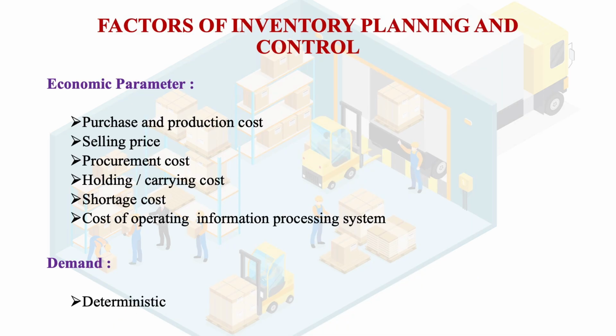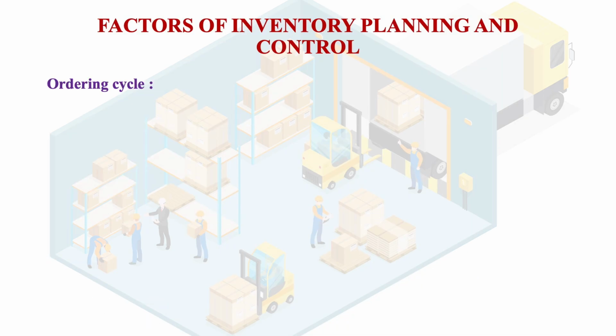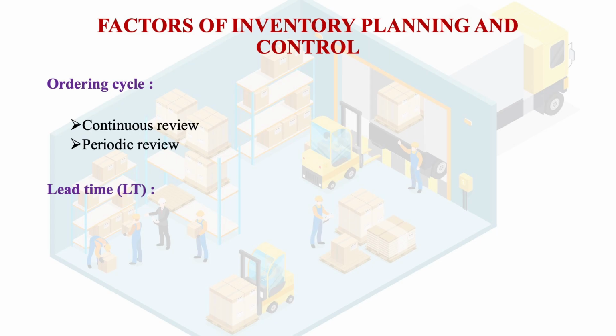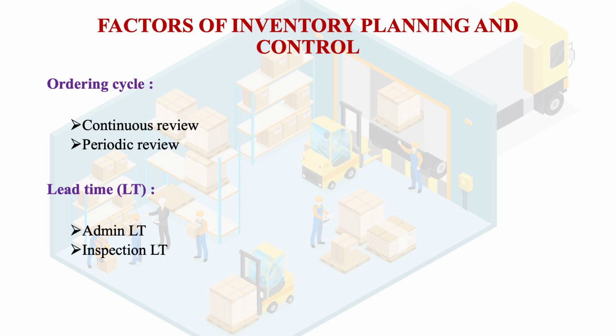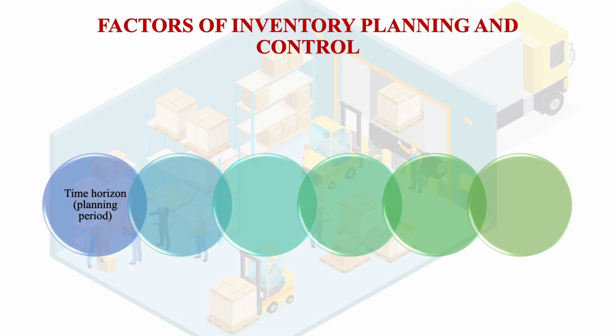Demand has two types, deterministic and probabilistic. Then ordering cycle, continuous review, periodic review, and lead time. Lead time is defined as the time between requisition and getting the material. It is divided into administrative lead time, inspection lead time, supplier lead time, and transportation lead time. Then time horizon of the planning period, number of supply echelons, number of stages of inventory, number of items, assembly of items, and government policy. For specific crucial matters, such as explosive or inflammable items, there is a government policy and you have to follow it.